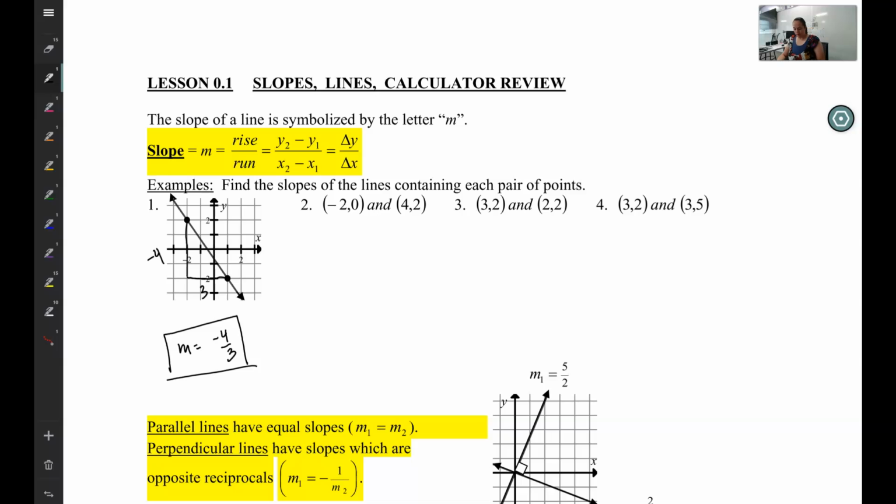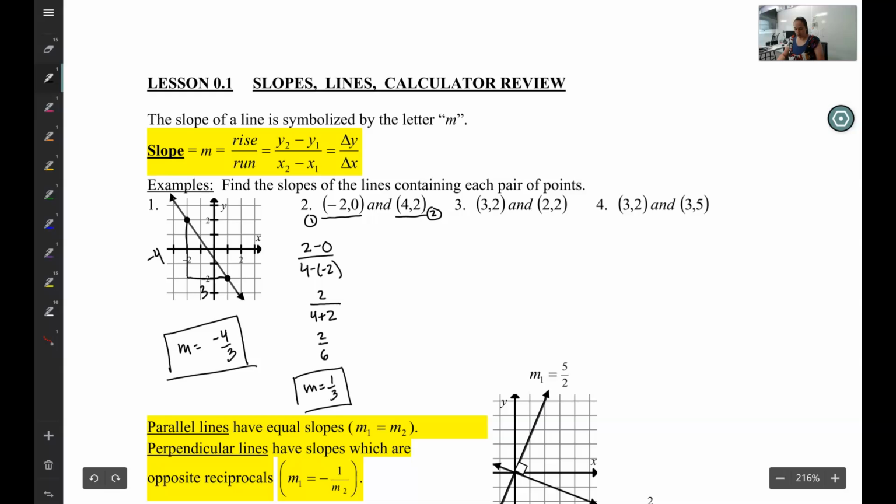Let's try number 2. Once again, rise over run, change in y over change in x. So let's start by doing this one as our first point, and this one as our second point. So change in y's would be y2 minus y1, so 2 minus 0, all over x2 minus x1, 4 minus -2. Simplify that. 2 negatives make a positive. 2 over 6 simplified, you get 1/3.